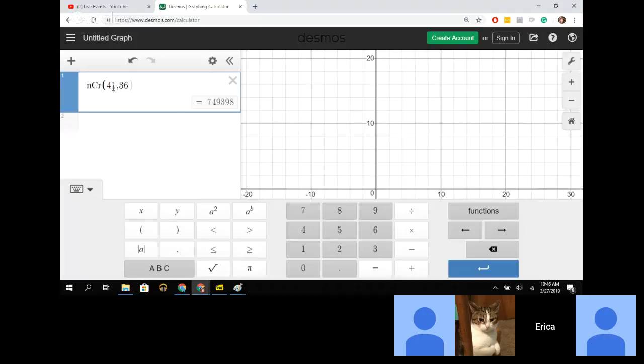If you are using your TI calculator, you're going to go to math, and then you're going to go over to the right. There's something that says PRB, which stands for probability. And then the third thing down under the probability menu is nCr.